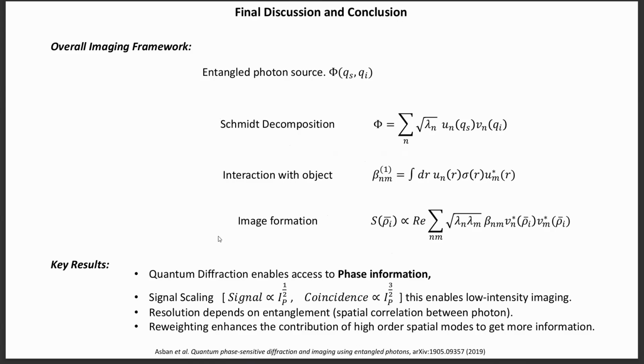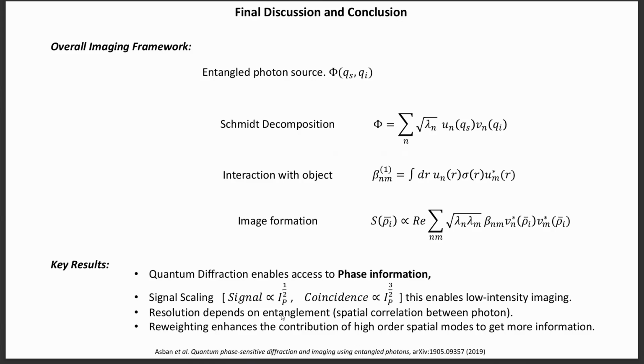The key results of this presentation are: quantum diffraction enables access to the phase information, which is not possible in the classical case. Then signal scaling: the signal is directly proportional to the square root of intensity, and coincidence counts are proportional to intensity to the power of 3/2. This enables low intensity imaging, but in the classical case it was not like that. In the classical case, signal strength was proportional to the intensity, and coincidence was some root, I think.